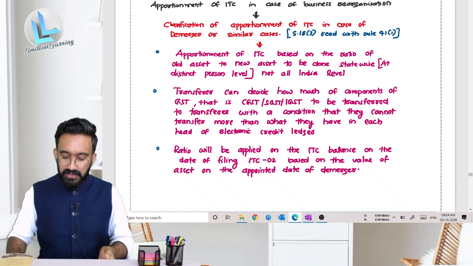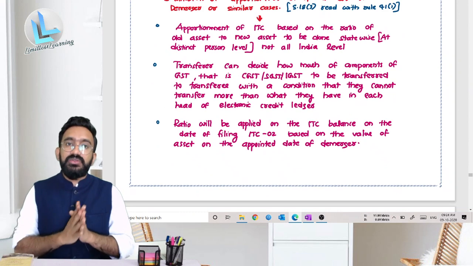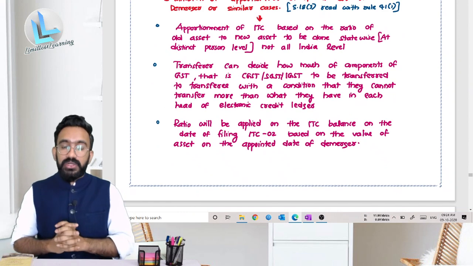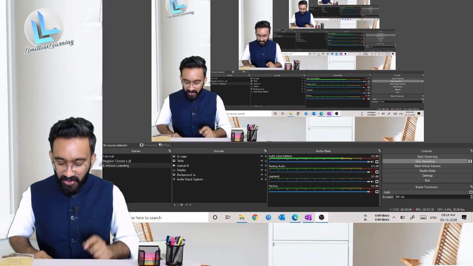This is the last amendment that we have. So make sure that you go through these amendments because this is very important. I'll see you with the next session on procedures.